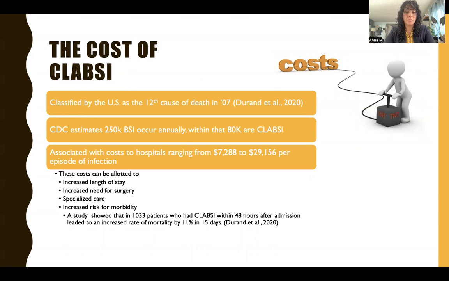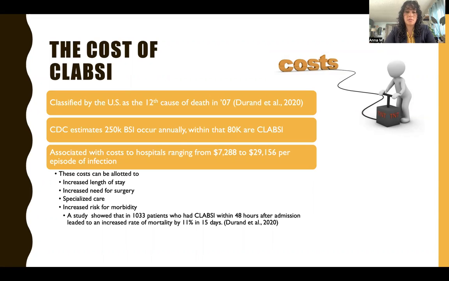The cost of CLABSI. So in Chopra et al. 2014, 966 PICCs were included in a study, and 58% of those patients developed CLABSI. The median timeframe to infection for those patients was approximately 10 days. Also classified by the US, CLABSI is one of the 12 leading causes of death. The CDC estimates that 250,000 bloodstream infections occur annually. Within those, 80,000 are considered CLABSI.